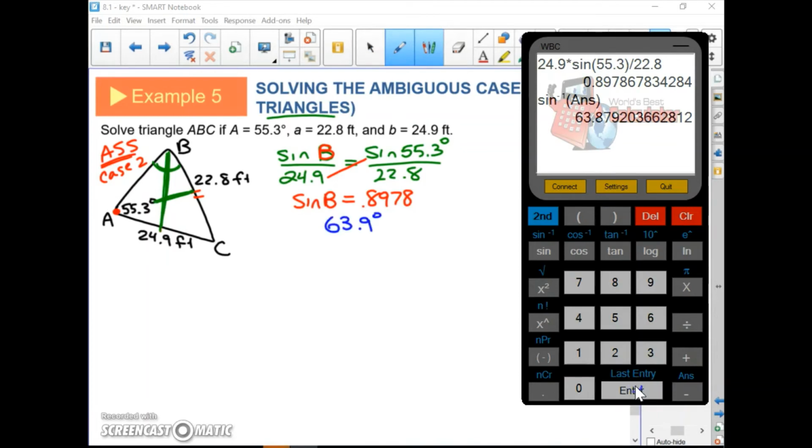And be very careful. That's not your answer for angle B. That's the reference angle. Okay? That's 63.9 where sine is positive. And so you have to go back and do this thing where it's like, okay, sine is positive in the first and second quadrant. And so there might be a 63.9 in the first, or you'd have 180 minus 63.9.